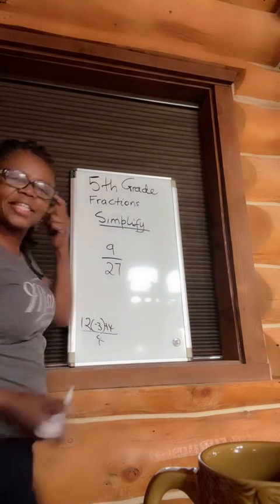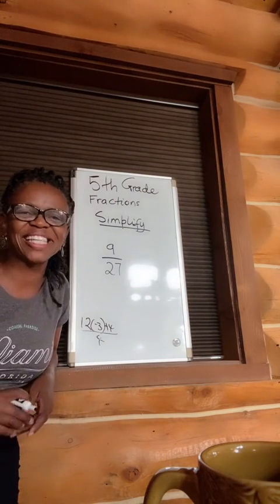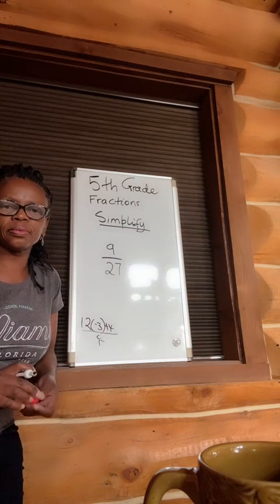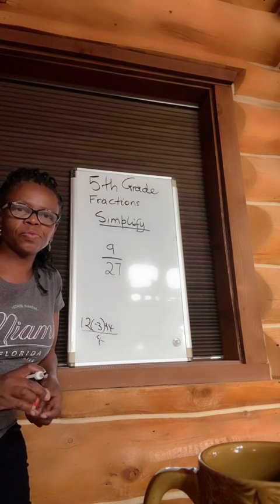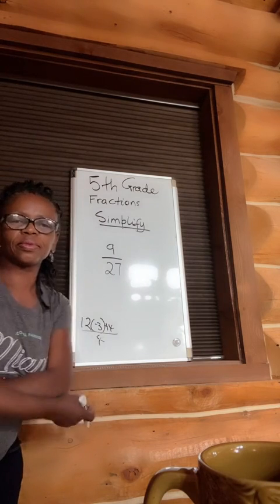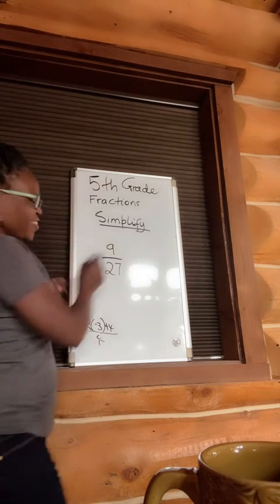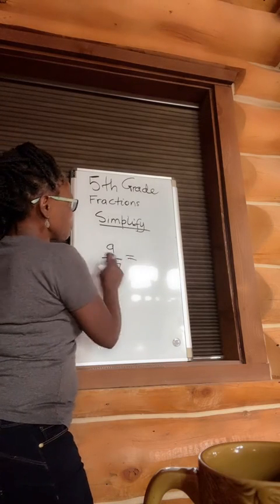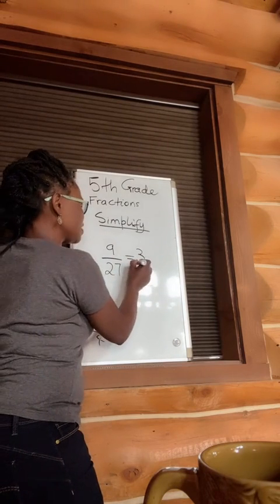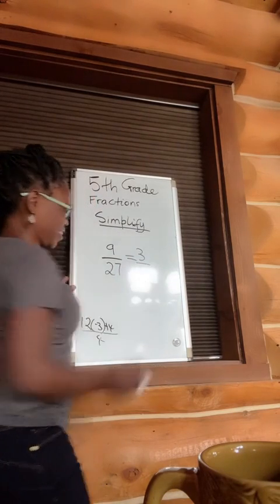Let's simplify 9 over 27. What should we divide by? Let's look at the numerator. Somebody said 3. Okay. If we divide 9 by 3, we will have 3. And if we divide 27 by 3, we will have 9.